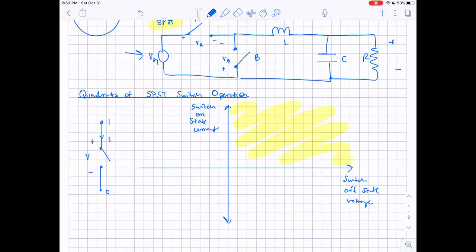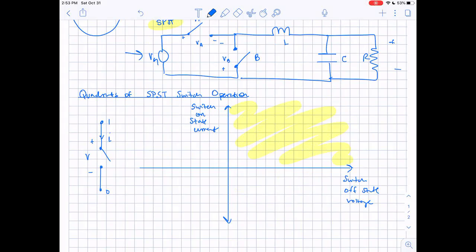So how does the voltage change polarity? This will affect what power semiconductor device you're going to use to implement the switch. I don't know if that makes sense, but we'll explain that more.